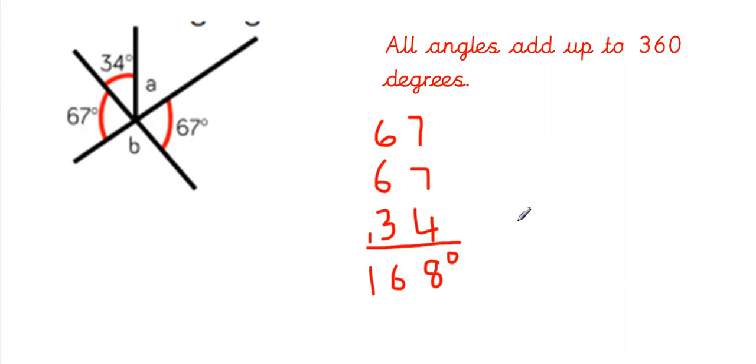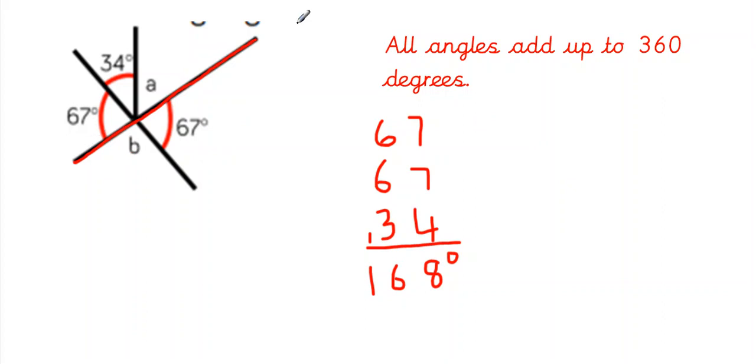Now I need to find A and B. I can see clearly that A and B are different amounts, so I'm going to have to use my knowledge of angles on a straight line to work this out. I am going to use this line here, because on this straight line I've got 67 degrees and something to make B, and then I've got 67 degrees and 34 degrees and something to make A. The easiest thing to do first would probably be to find B.